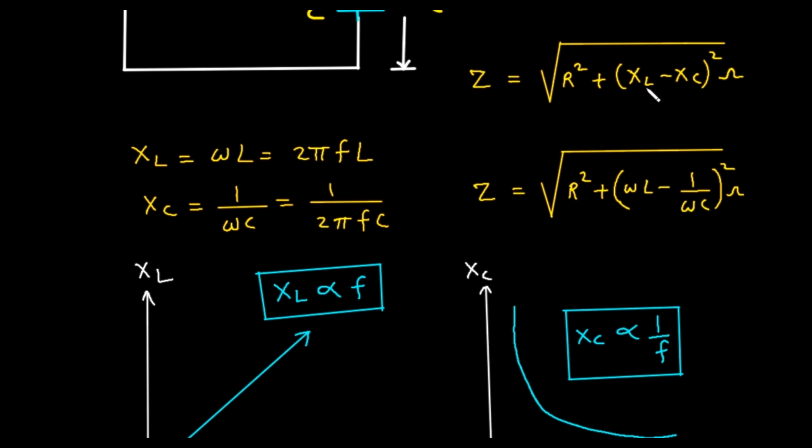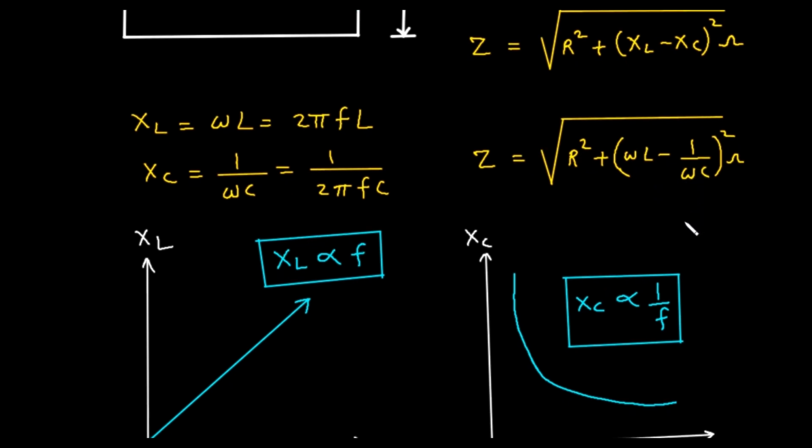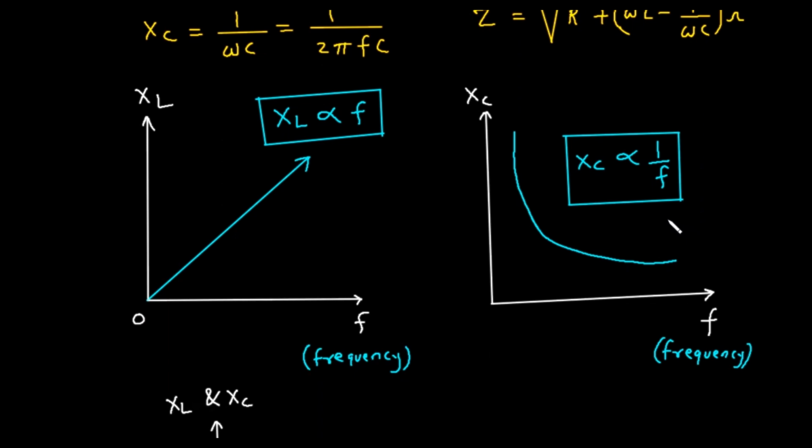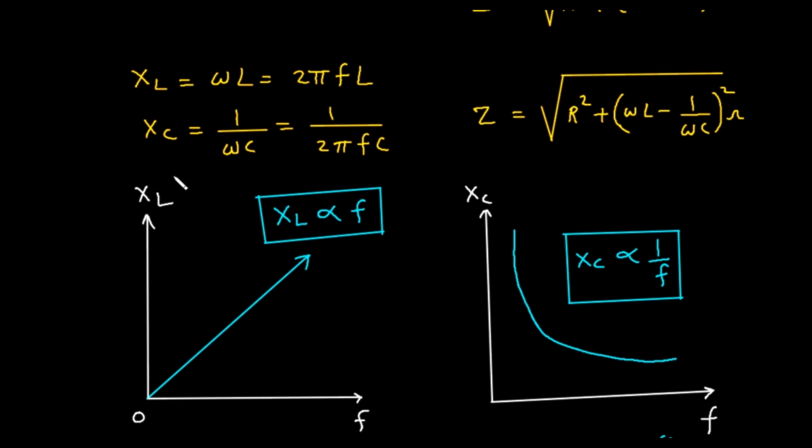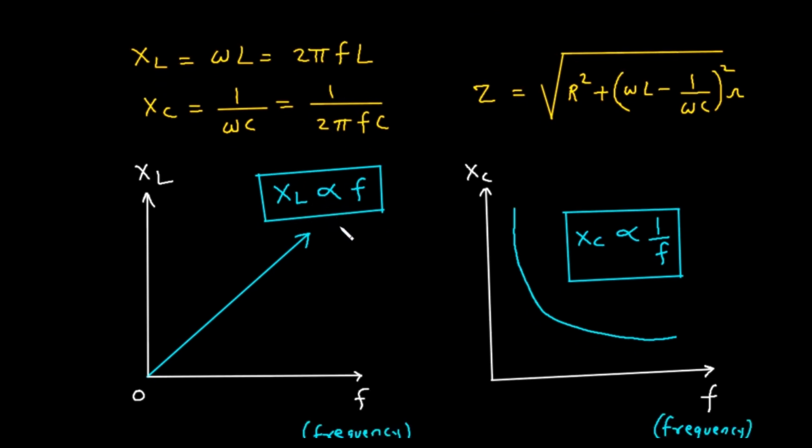Substituting these into our impedance formula, we get Z equals the square root of R squared plus the quantity 2 pi fL minus 1 over 2 pi fC, squared. Let's see how these reactances change with frequency. First, let's graph the inductive reactance, XL, versus frequency, f. The formula is XL equals 2 pi fL. This means XL is directly proportional to the frequency, f. As the frequency increases, the inductive reactance increases linearly. The graph is a straight line starting from the origin and going up.